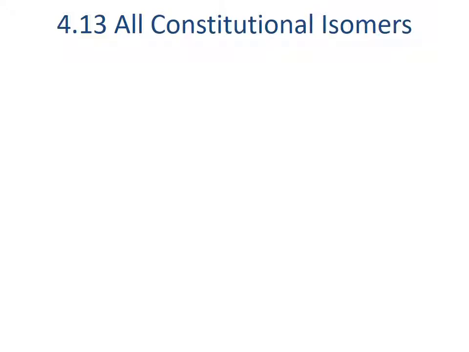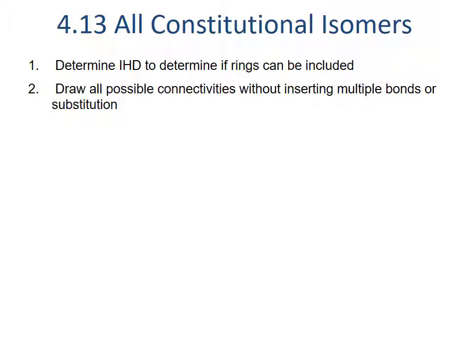Drawing all the constitutional isomers for a formula can be a challenge, but it's a helpful way of developing an eye for the relationships between molecules. There are multiple ways to approach this type of problem, but the first step should always be an index of hydrogen deficiency to determine if rings and double bonds can be included. A next step could be to draw all possible connectivities without worrying about multiple bonds or substituents. When I do this, I usually will start with a straight chain of atoms and then move carbons from the end to every other position one by one. Then I take every branch chain that I created and repeat.